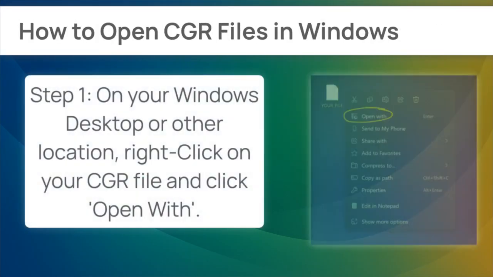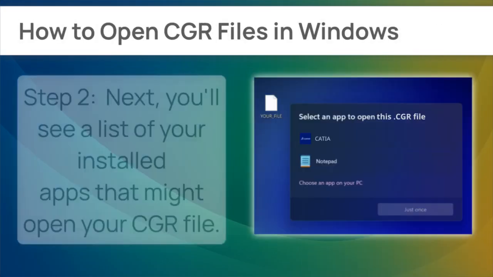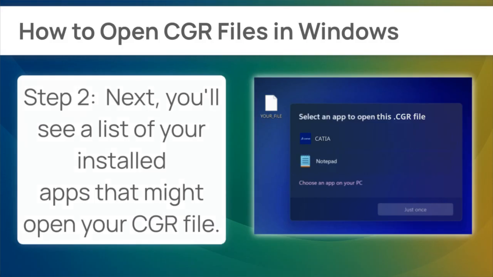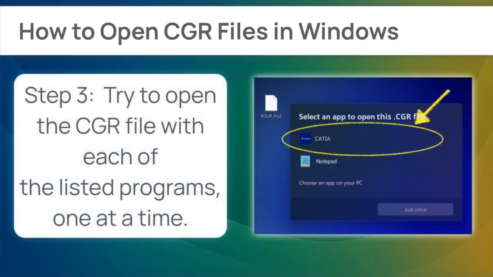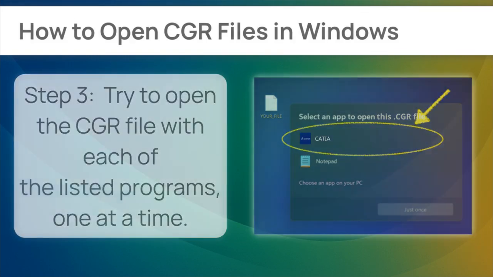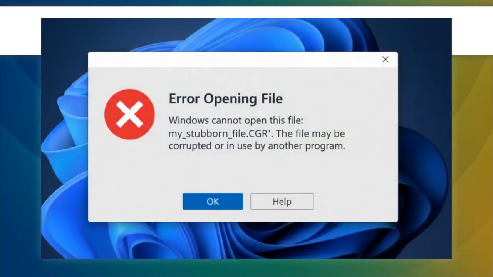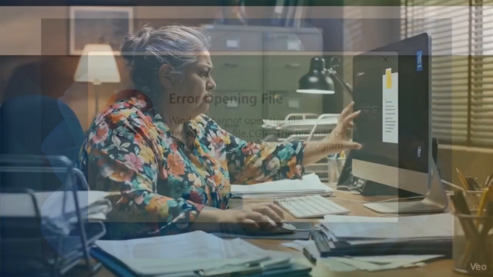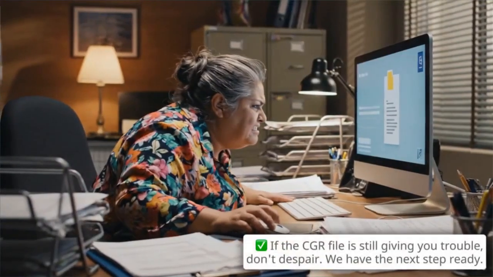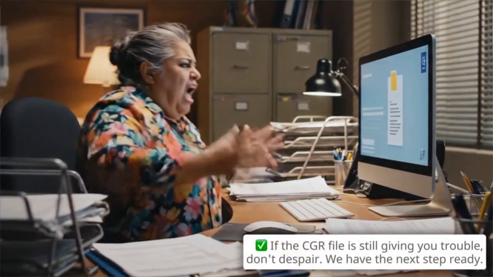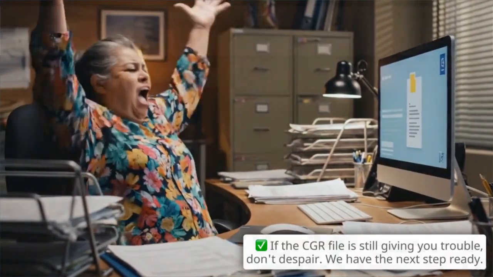Open the context menu by right-clicking your CGR file and choosing Open With. Try CATIA first. If it's absent, select another program. This trial and error approach is vital. If you are still having trouble opening the CGR file, do not worry. The error is a consequence of the CGR format's specific requirements. Here's a breakdown of the technical reasons your application is failing to recognize it.